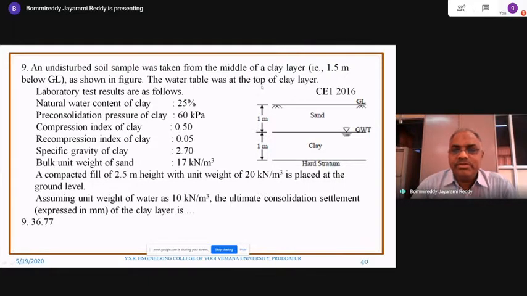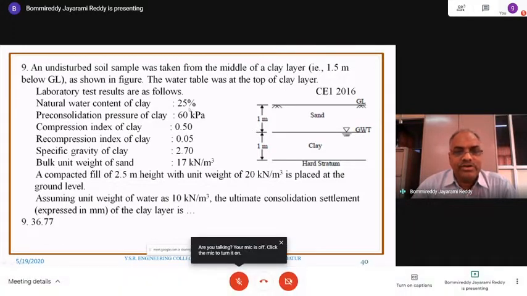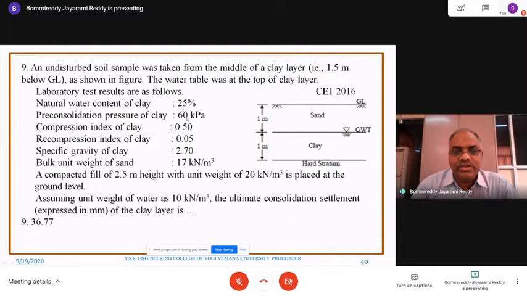The water table was at the top of the clay layer. So you can see the groundwater table is at the top of the clay layer. The laboratory test results are as follows. Natural water content W, pre-consolidation pressure of clay 60, already pressure existing on the soil is 60 kPa, compression index Cc 0.5, recompression index 0.05, specific gravity, bulk unit weight, and compacted fill of 2.5 meter height with the unit weight of 20 kilonewton per meter cubed is placed at the ground level.